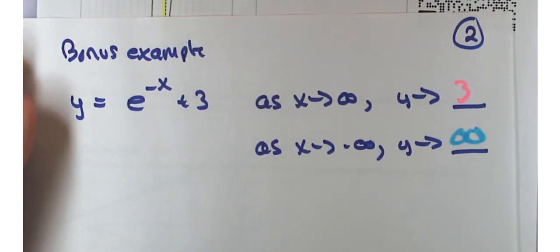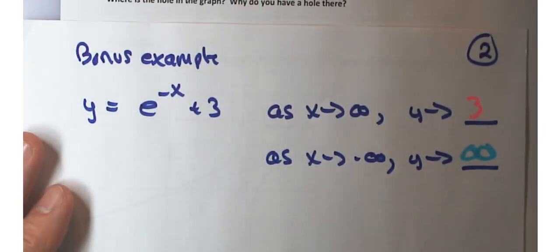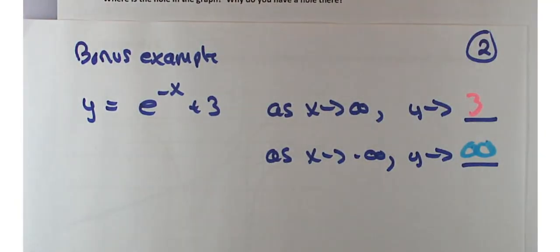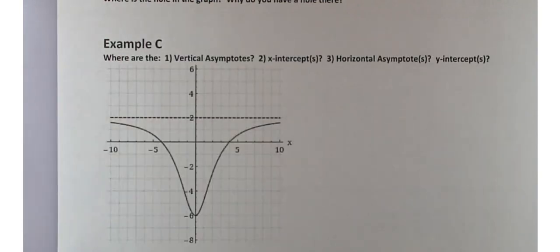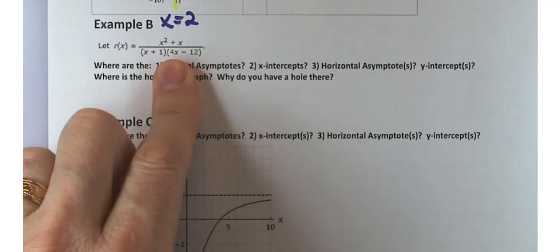So our goal in this section is several goals. First one, we're going to want to find the asymptotes. Second one, we're going to want to find what the graph of these things looks like. So let's move on to example B here.